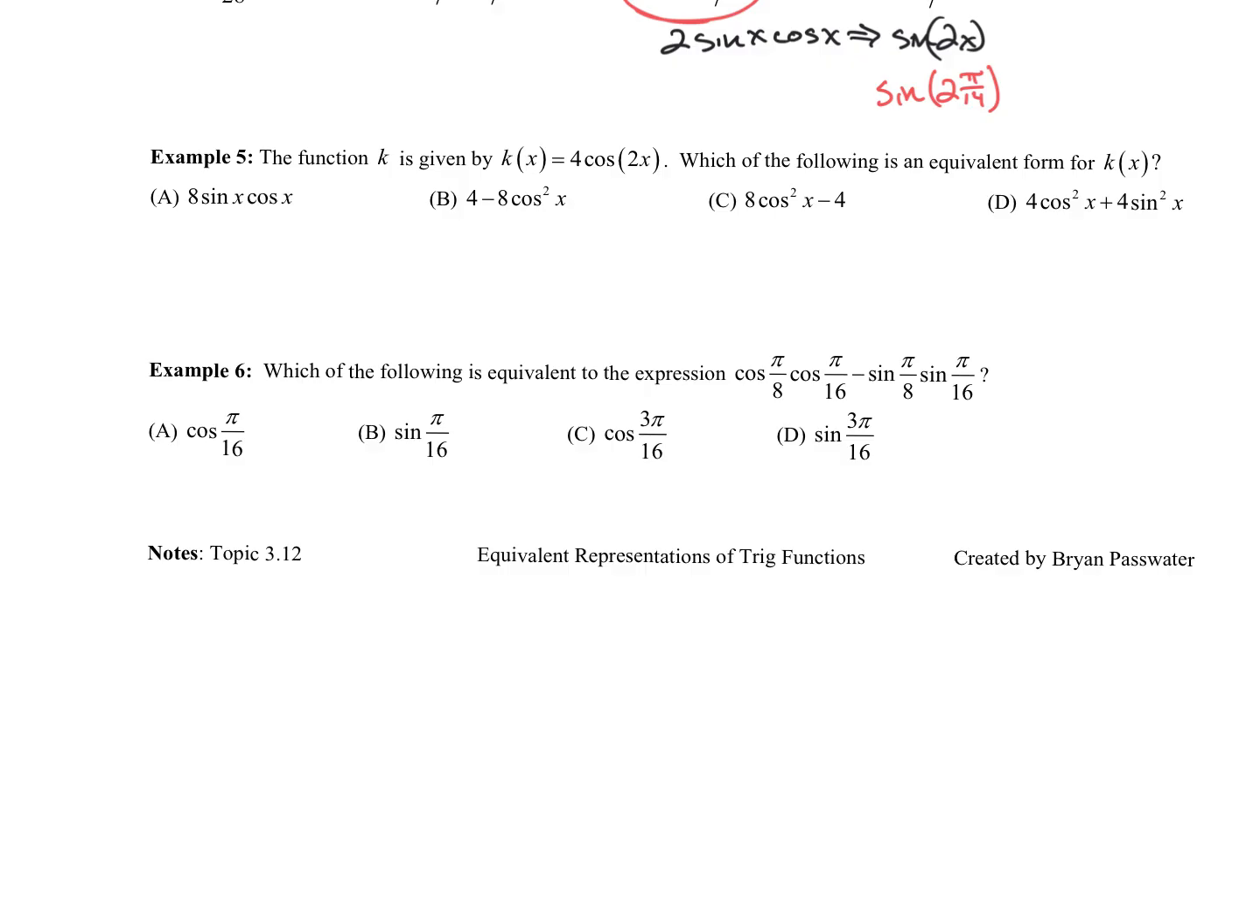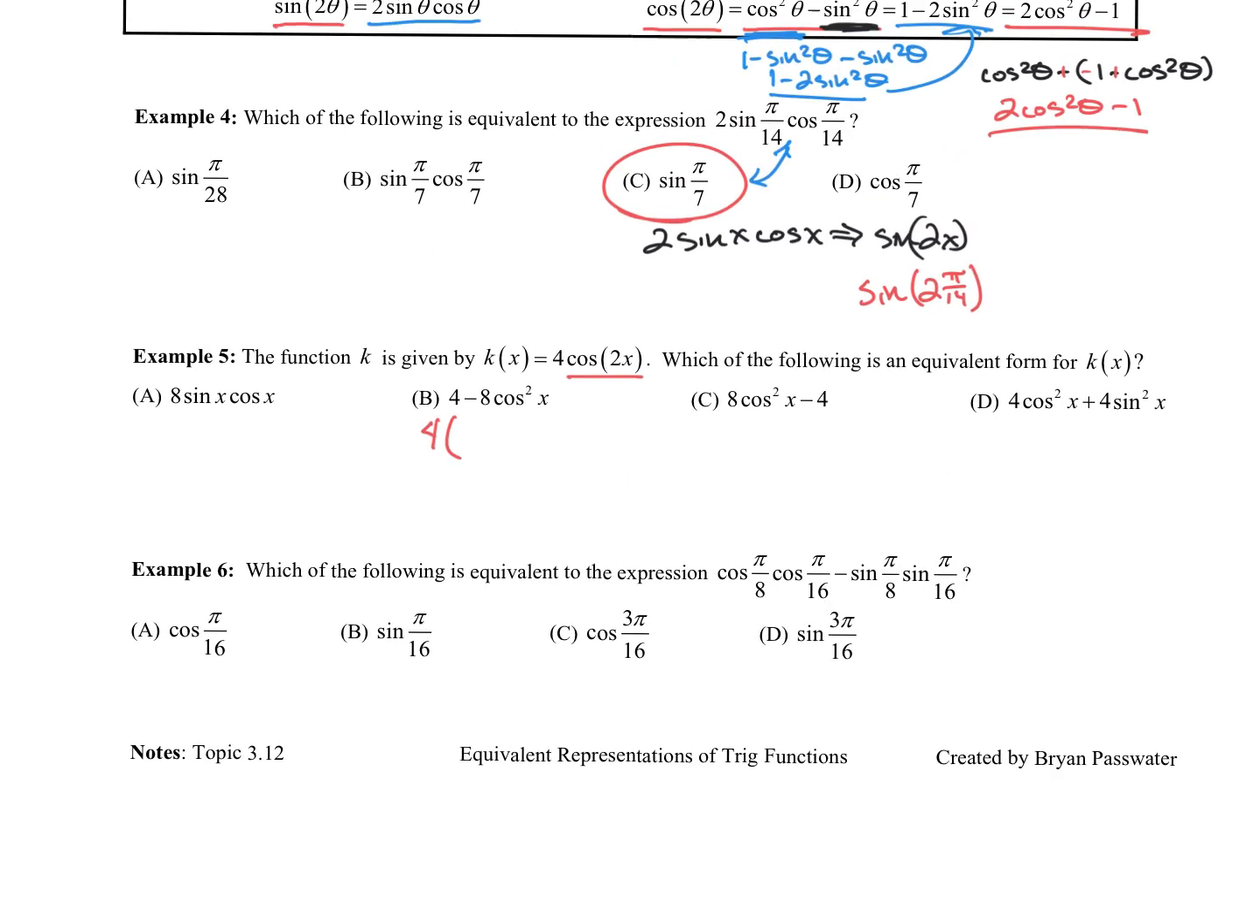All right, so in example 5, we need to figure out what's equivalent to 4 cosine of 2x. Now, on our cosine of 2x, what do we use for that? You guys are more than welcome to look at your notes at this point. Cosine of 2x is equivalent to what?